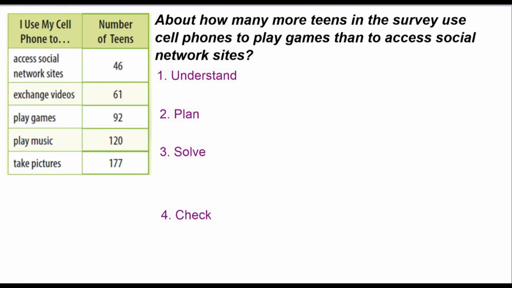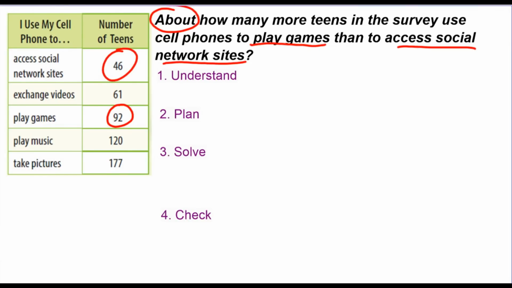So let's look at another one. We're going to use the same data, so the same table, and this says about how many more teens in the survey use cell phones to play games than to access social network sites. So again, understand what's going on here, and again, I am looking for an estimate about how many more teens. Now this problem is slightly different than the other one, so we have to make sure we don't make a mistake and assume it's asking the same thing as the last one we looked at. So here we're comparing the teens that use their cell phones to play games compared to accessing social network sites. So I'm going to find that data, play games, and access network sites right here.